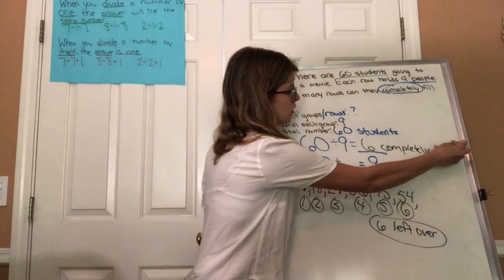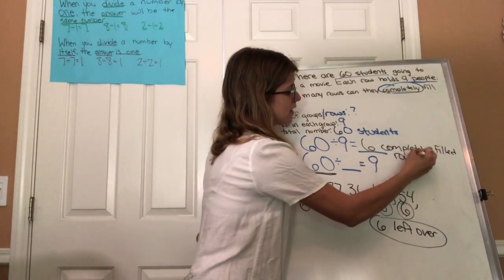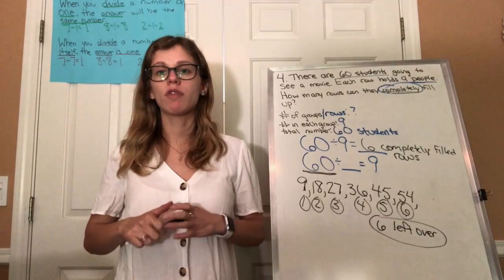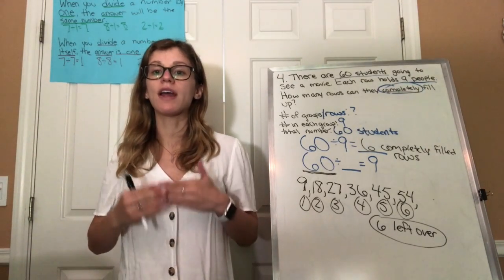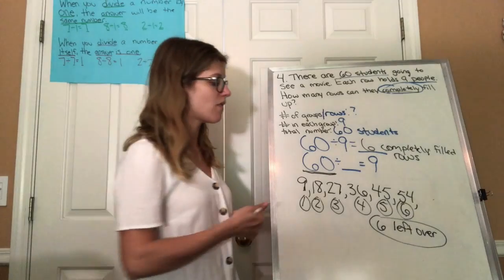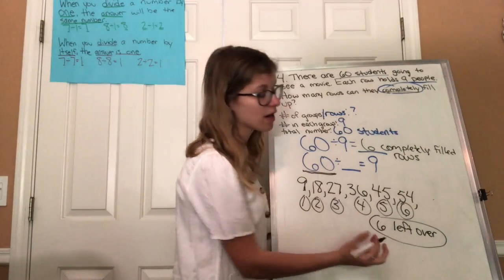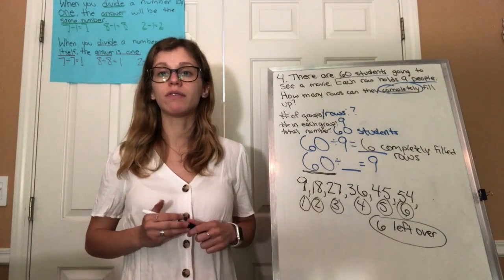filled rows. It's asking how many can I make without having any extras or any seats that are missing. If I put this in an extra row, that's fine, but it's not a completely filled row.